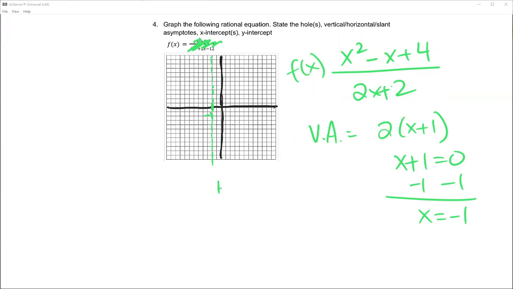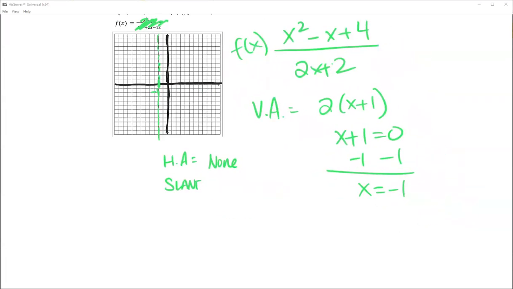For the horizontal asymptote, since the power on top is bigger than the power on the bottom, there is none. However, for the slant asymptote, because the power on top is 1 bigger than the power on the bottom, you have to use long division to figure this out.